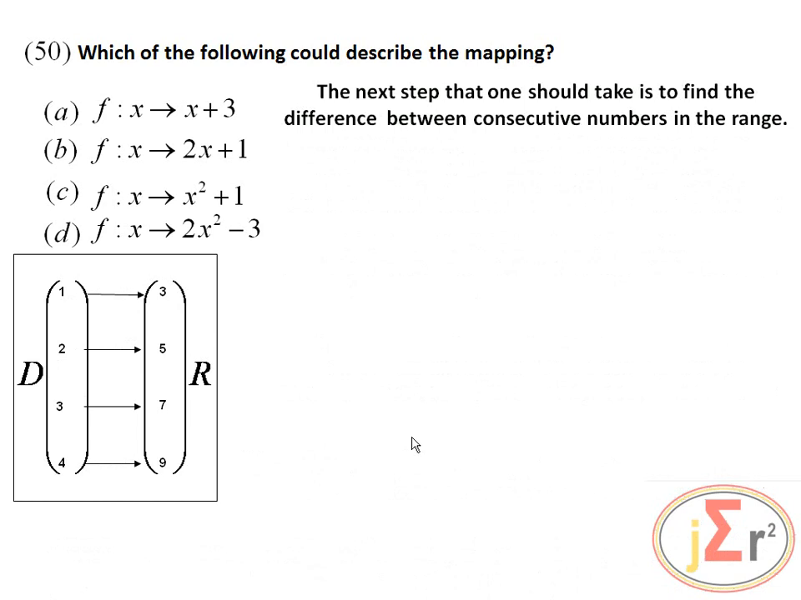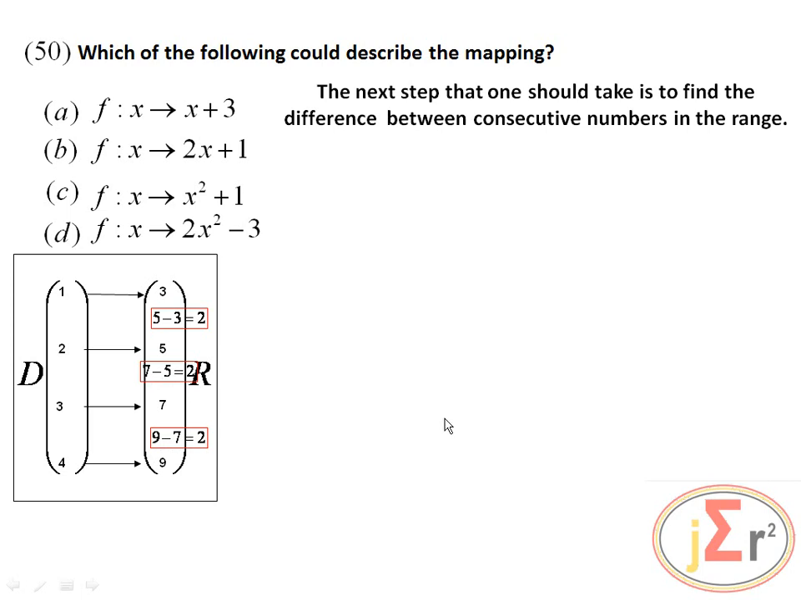The next step that one should take is to find the difference between consecutive numbers in the range. Since all of those have failed, what do we do? Find the difference between consecutive numbers in the range. We have 3, 5, 7, 9. The difference between 3 and 5 is 2. Between 7 and 5 is 2. Between 9 and 7 we have 2.